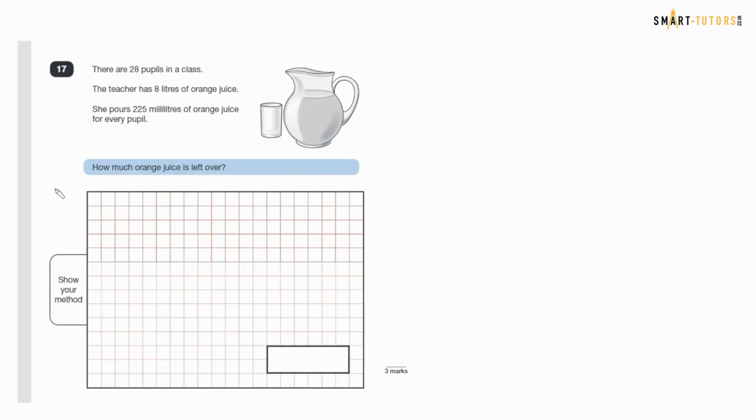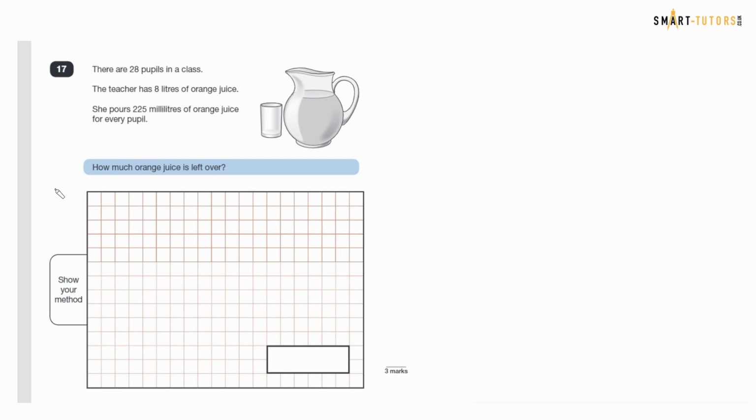So question number 17. There are 28 people in a class. The teacher has 8 liters of orange juice. She pours 225 milliliters of the orange juice for every single person. How much orange juice is left over? I will ask Adran to help me.